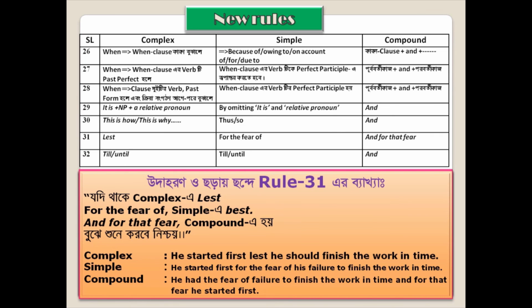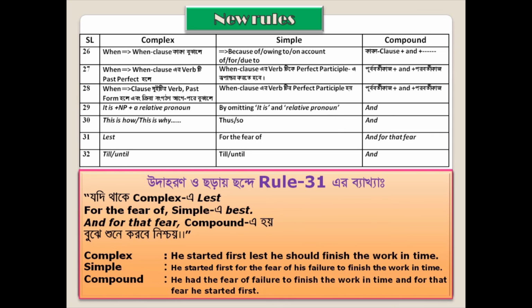For example, complex: He has started fast lest he should fail to finish the work in time. Simple: He has started fast for the fear of his failure to finish the work in time. Compound: He had the fear of failure to finish the work in time, and for that fear he has started fast.